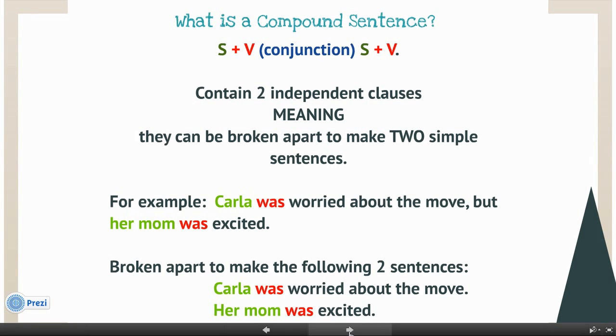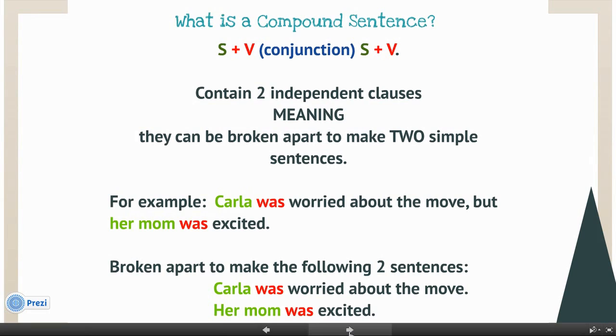Now we're going to move on to compound sentences. So what is a compound sentence? A compound sentence contains two independent clauses, meaning that those independent clauses can be broken apart to make two simple sentences. So if you see the format up above, we have one subject plus a verb, and then we have a conjunction that connects the other sentence with the subject and the verb. So we have here two sentences that are connected using a coordinating conjunction.